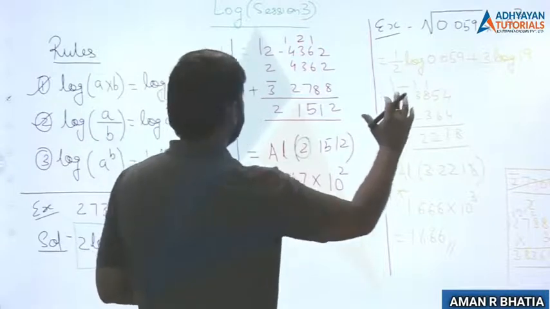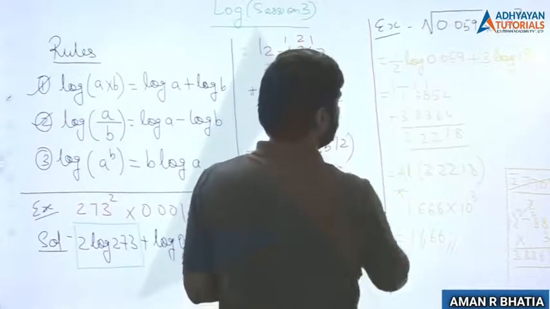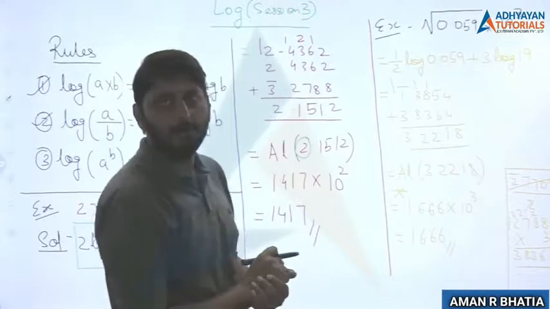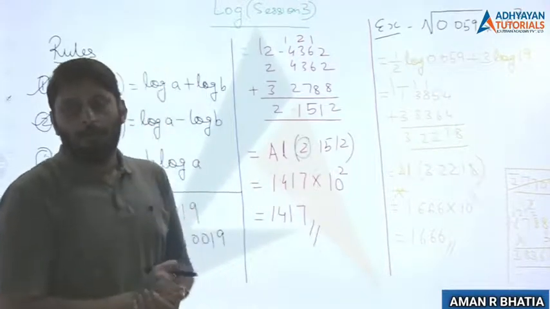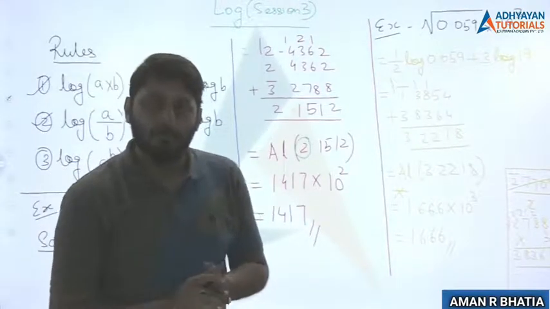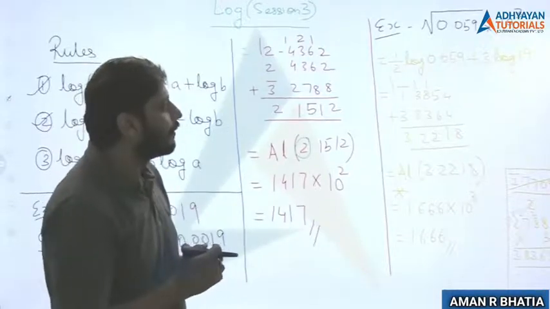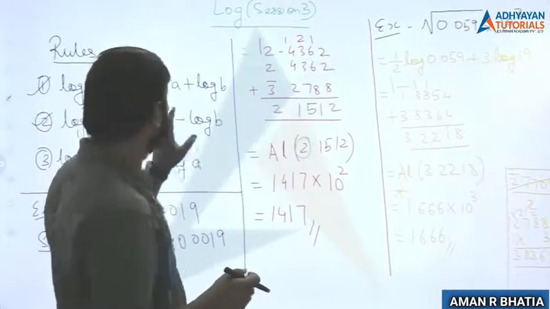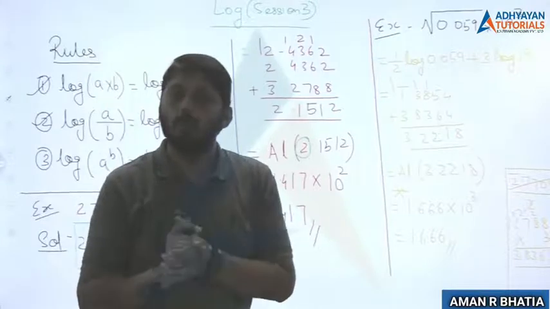Here I introduced you to a square root. A square root means power to the half. Cube root means the power to the 1 by 3. Fourth root means the power is to 1 by 4, and so on. Alright, so I hope these two problems are clear to all of you.